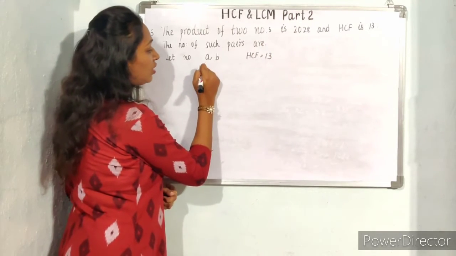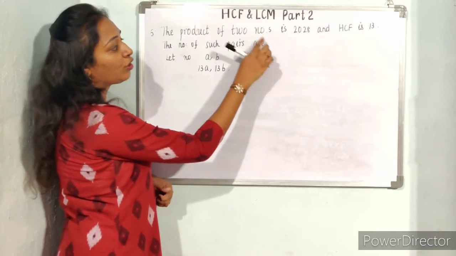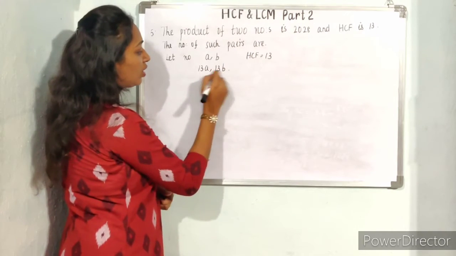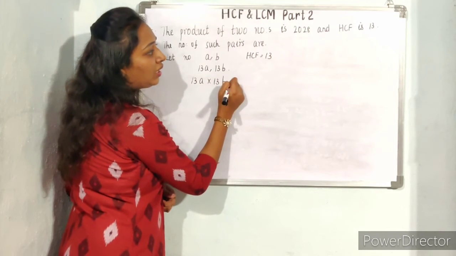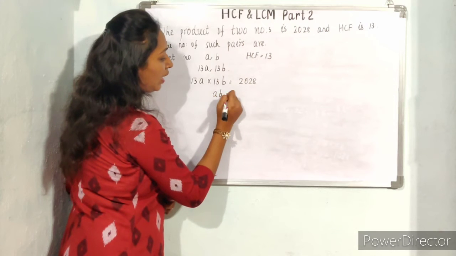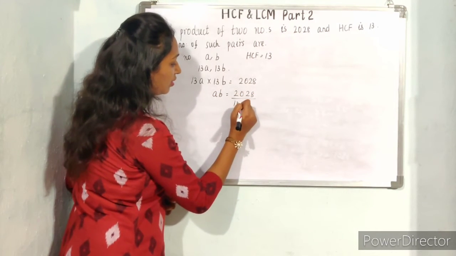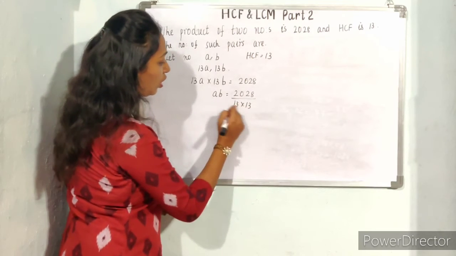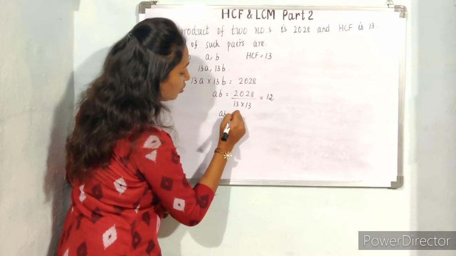So we can find the two numbers. What are the two numbers? 13A and 13B. And they have given the product of two numbers is 2028. So product of two numbers means 13A into 13B equal to 2028. So now we can find the value of AB. AB equal to 2028 divided by 13 into 13. So if you solve, we'll get the value as 12. So AB equal to 12.